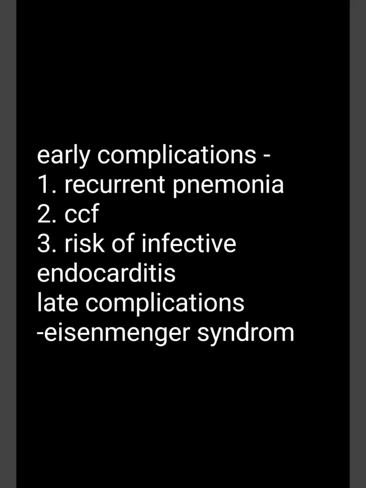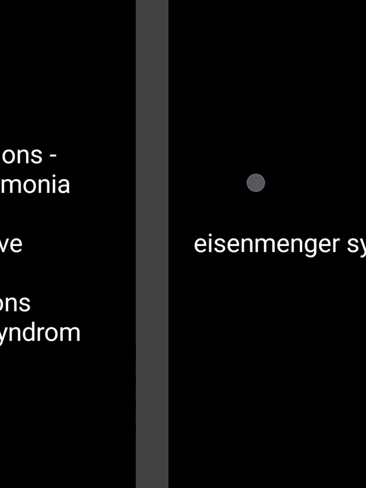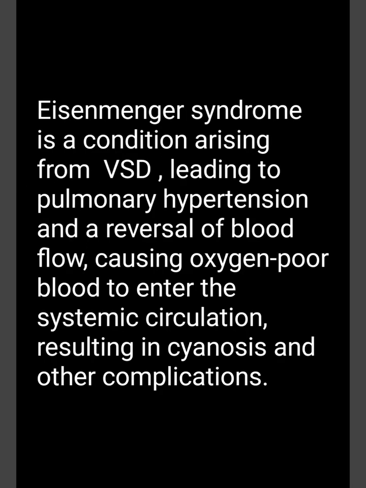Complications of VSD. Early complications: 1. Recurrent pneumonia. 2. CCF. 3. Risk of infective endocarditis. Late complication: Eisenmenger syndrome. Eisenmenger syndrome is a condition arising from VSD, leading to pulmonary hypertension and a reversal of blood flow, causing oxygen-poor blood to enter the systemic circulation, resulting in cyanosis and other complications.